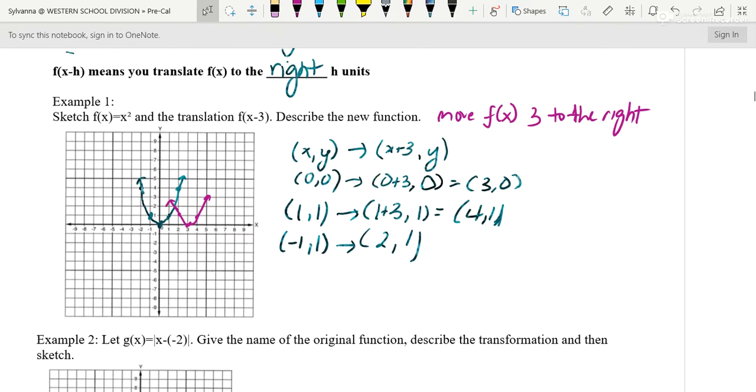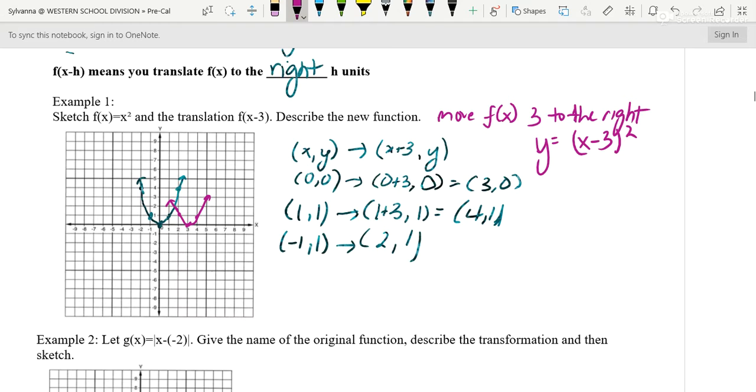Or you can even write out the actual equation for this function. Here we have f of x is equal to x squared. f of x minus 3 just means we're going to replace this x with x minus 3. So x minus 3 squared is actually the function of what we just drew.